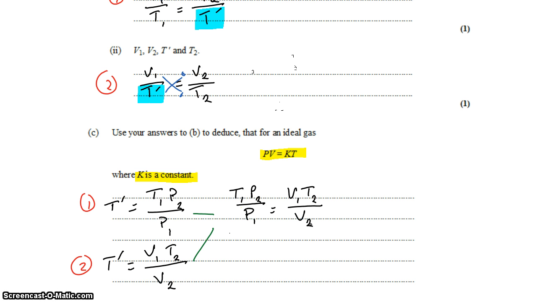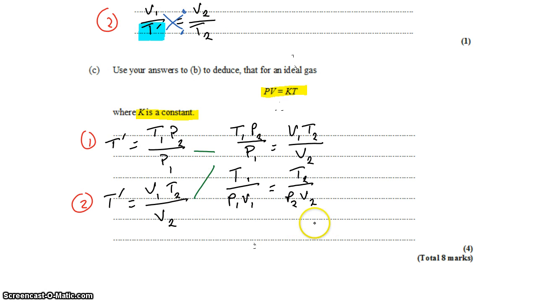This is a little bit hard to interpret because I have final and initial states all mixed together. So what I'll do is get all the initial states, all the 1s on one side, and all the final states, all the 2s on the other side, by dividing by V1 and T1, and by dividing by P2 and V1. And I get T1 on P1 V1 equals T2 on P2 V2.